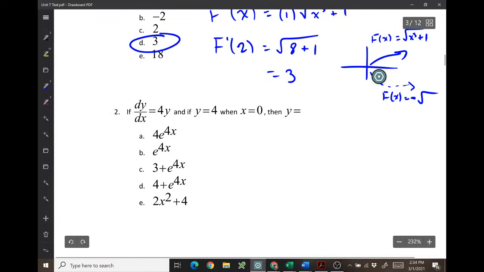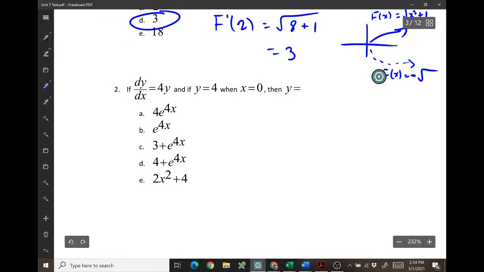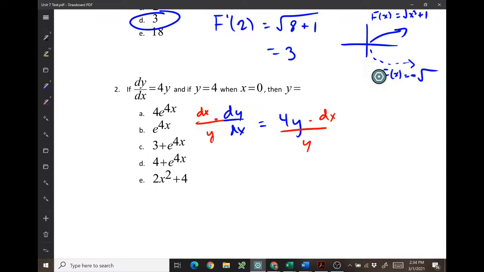Next up, we have if dy dx equals 4y, and if y equals 4 when x equals 0. So that's kind of our initial condition. So we have 4y. So multiply both sides by dx, divide both sides by y. If you divide it by 4y, you'll still get the right answer, but it's easier to just divide by y. So this gives us dy over y equals 4 dx.